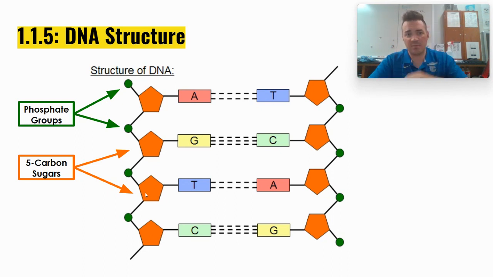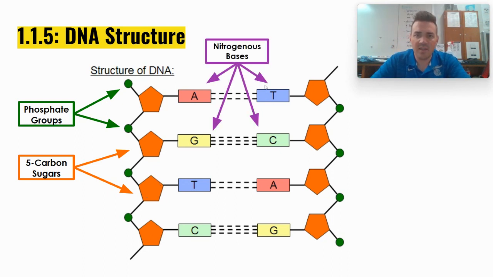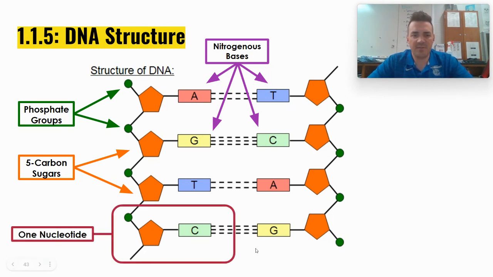As a reminder, deoxyribose sugars. These in the middle are your nitrogenous bases. In this example, this C here, that's cytosine. That's one of your bases. And then you have a nucleotide. As a reminder, that's all three of these pieces put together. That's one of your monomers.